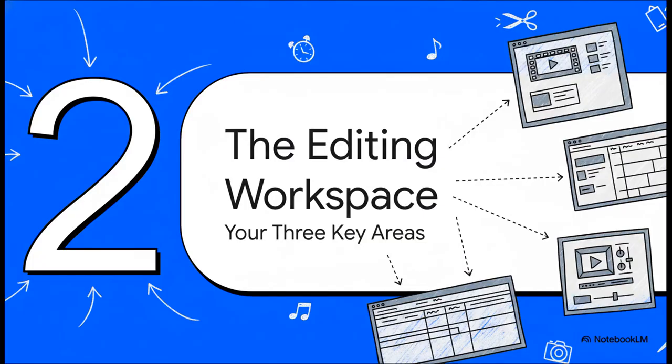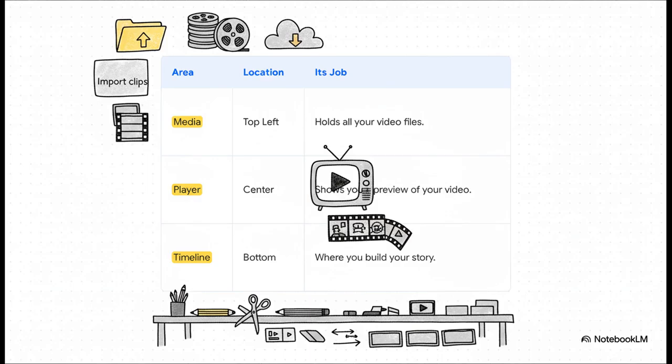All right, so you've started a new project and you see this screen. I know, it can look a little intimidating, but don't worry. It's really just 3 main areas that you need to know about. So let's break it down. See that area in the top left? That's your media bin. It's basically where all your video files are going to live. Right in the middle, that big screen is the player. That's just your preview window. And then down at the bottom, and this is the most important part, the timeline. That is where you're going to build your entire story.